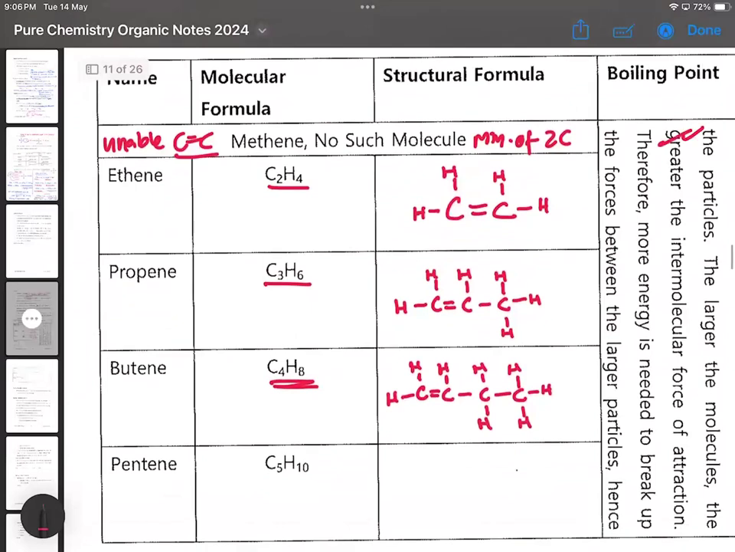Okay, boiling point is exactly the same as what we did just now. The larger the molecules, the stronger the intermolecular forces, the higher the melting and boiling point. Exactly the same.